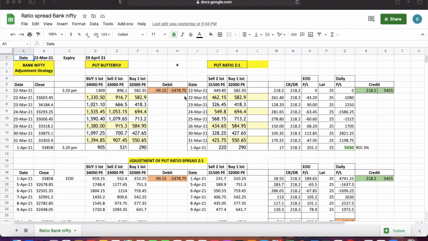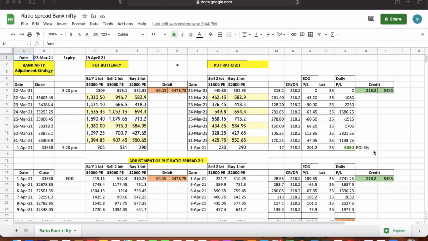With this, to increase the probability of the base trade, we added a put ratio of 2:1 by adding one lot of 32,000 put option and selling two lots of 31,500 put option. With this, our net credit is now 218.2 or rupees 5,455. Our probability has increased from 28% to 82%. We have shown in our previous video how we were able to get out of this trade with a decent profit of 5,000 rupees.